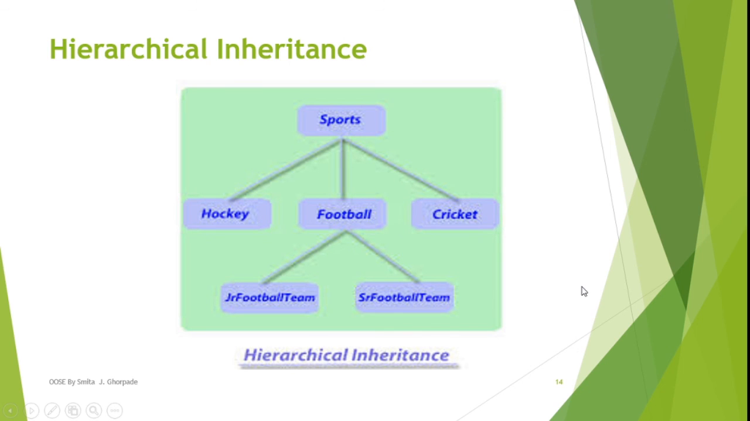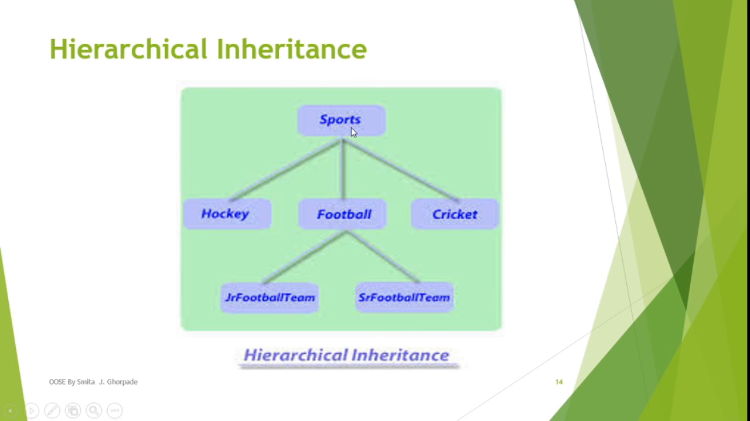Then next is hierarchical inheritance. In hierarchical inheritance, a certain set of classes are defined, or a hierarchy is maintained. This is a main base class. From this base class there are certain derived classes. Then from those derived classes there could be further derivation of new classes. So this structure is somewhat tree-like. That's why it is called hierarchical inheritance.